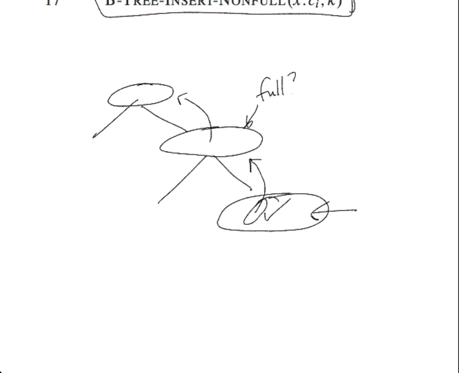it would be very inefficient. So what we're going to do is while we're searching for where the key belongs, we're going to go down the tree, and any node that's full, we're going to split and promote one of the keys. By doing this, when we insert into a leaf, if we need to insert, it will not be full. We're guaranteed because we're going to split full nodes as we go.